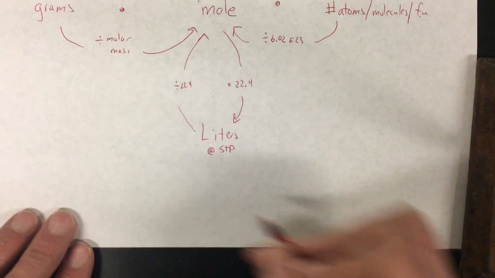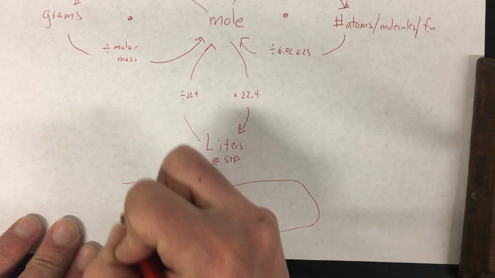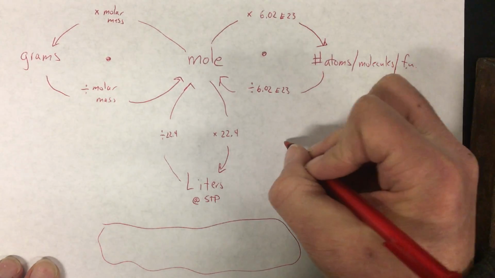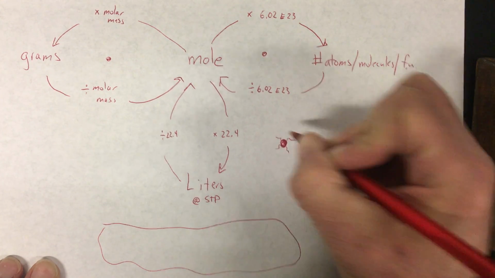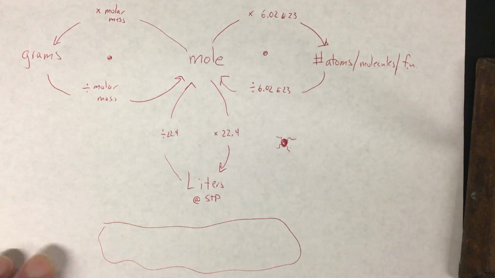Put some eyes there. Give him a mouth. Give him a hairy mole. There you go. So I'm going to give this to you to use.